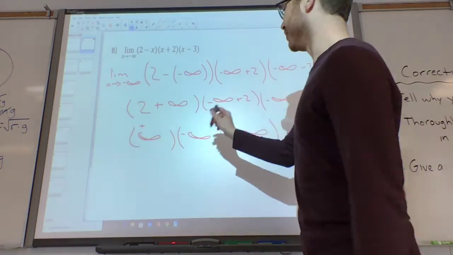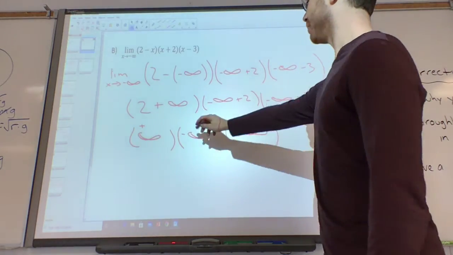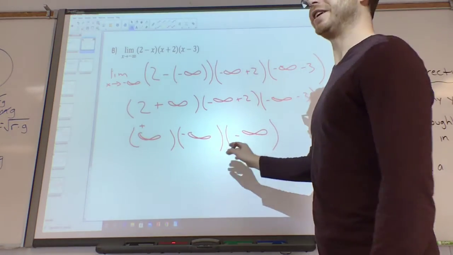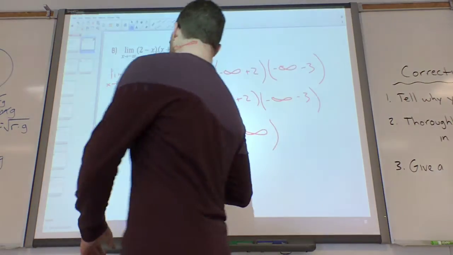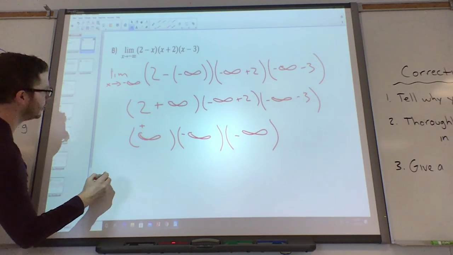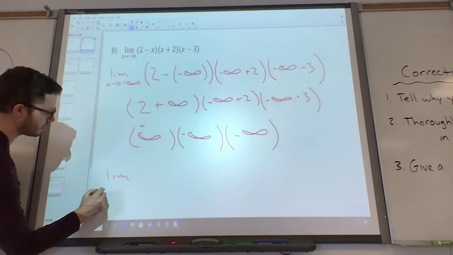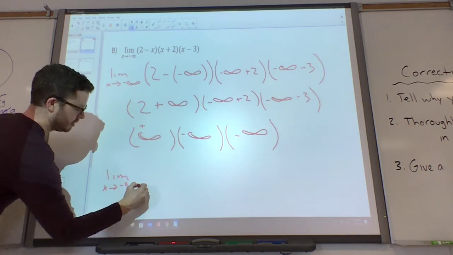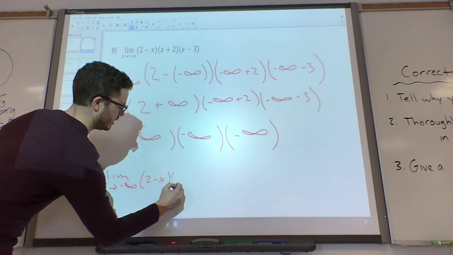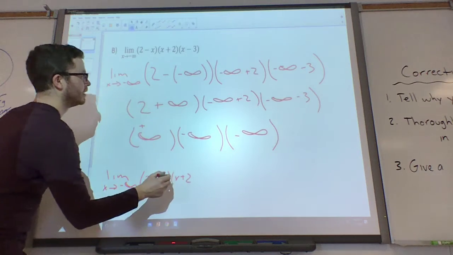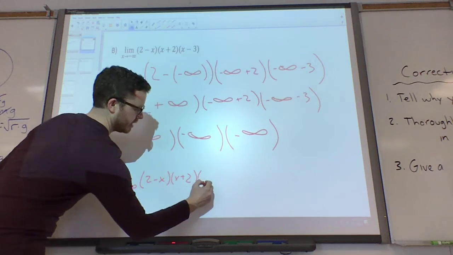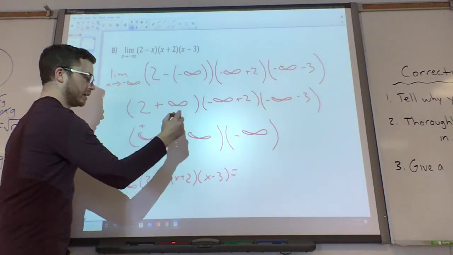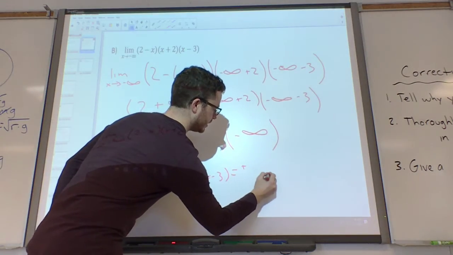Okay, so then we'll just do what we just did. So positive multiplied by a negative gives us a negative. Negative multiplied by another negative gives us a positive, right? So the limit as x approaches negative infinity of 2 minus x, x plus 2, and x minus 3 is equal to positive infinity.